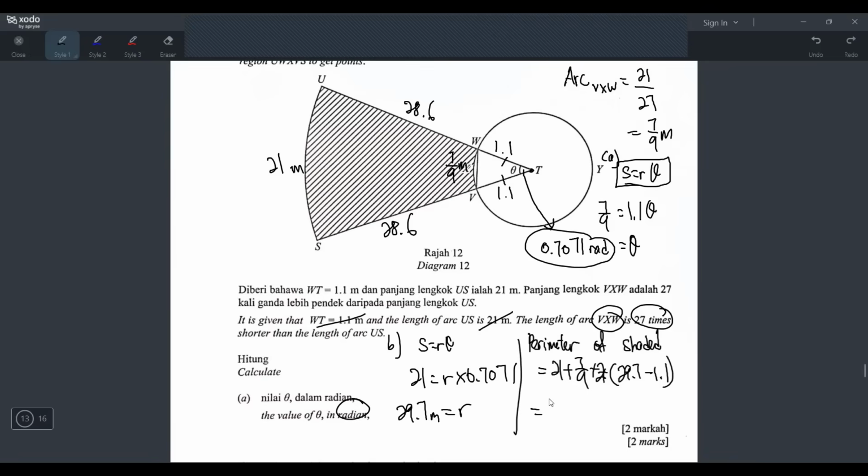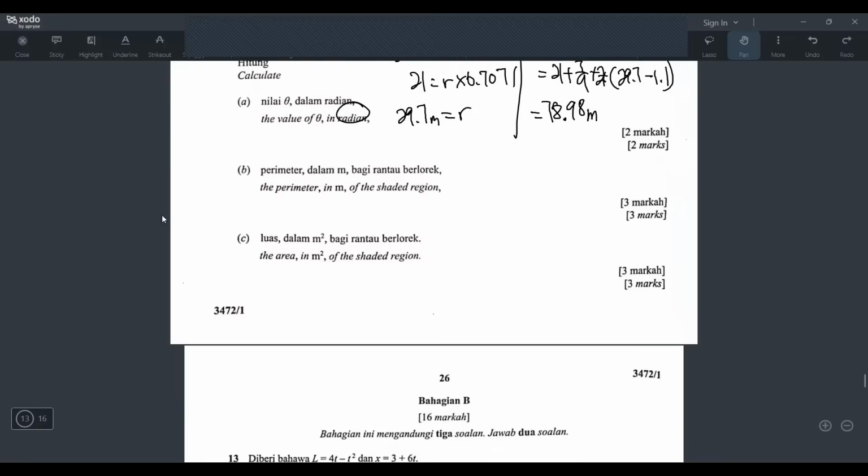So let's press the calculator. We press the bracket first: 29.7 minus 1.1, which is 28.6, but times 2. After I times 2, I plus 7/9 and then plus 21. Okay, my calculator gives me 78.977777777, so 78.98. Let's write in 4 significant figures. And it's meter. Okay, everything is in meter. Okay, is it done? Oh, one more thing.